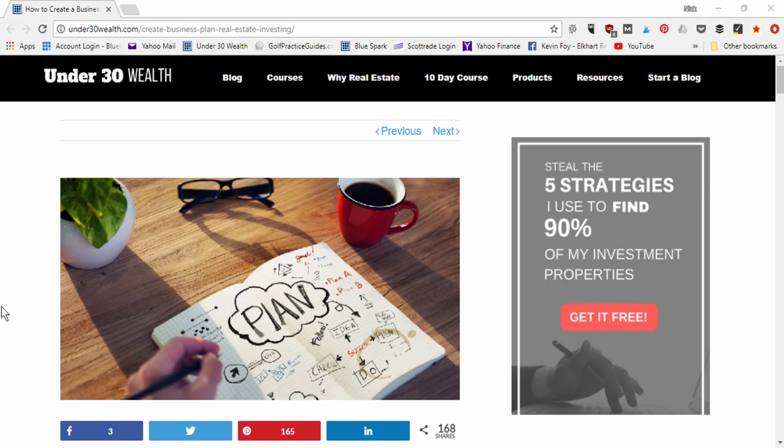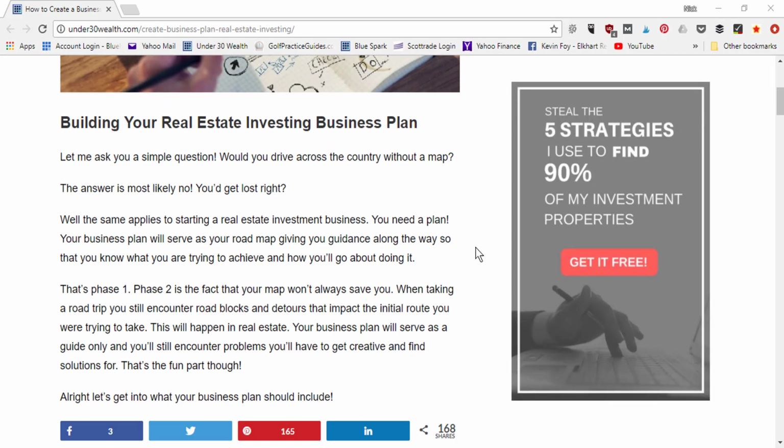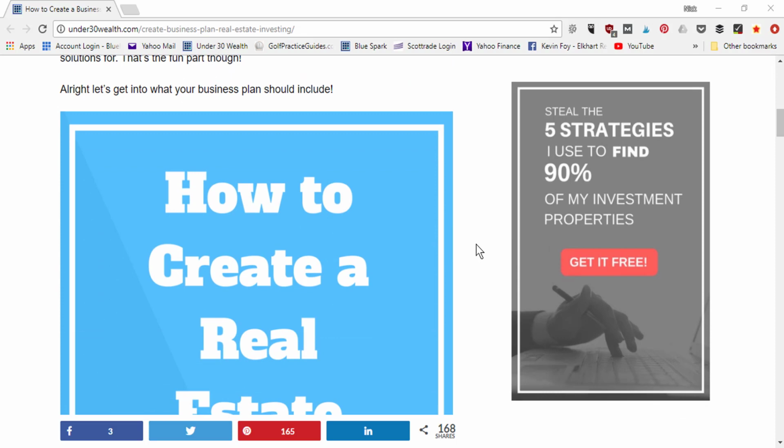You're going to be able to write down your answers for each of the different sections to get your outline going. And then if you want to go over to a Word document or Google Docs and actually make a formal business plan, you could do that. But having an outline is probably the bare minimum that you're going to need, and that's going to serve as that roadmap that's going to guide you through your real estate investing business.